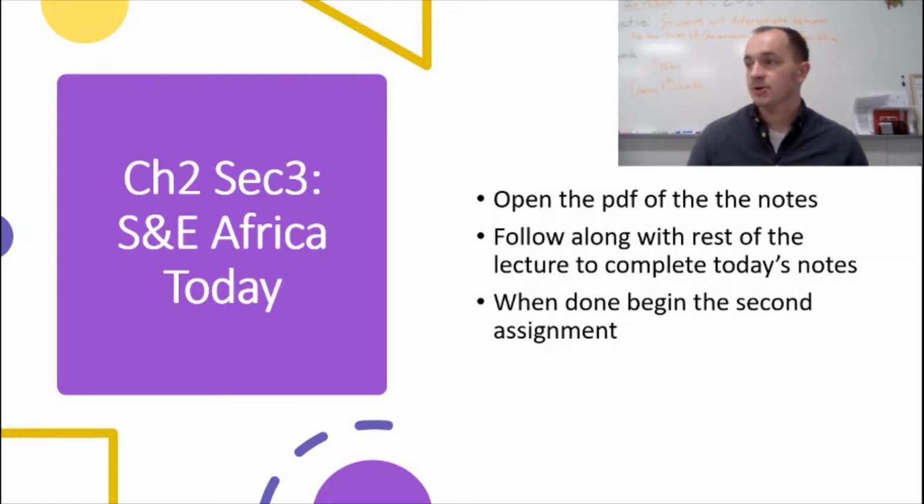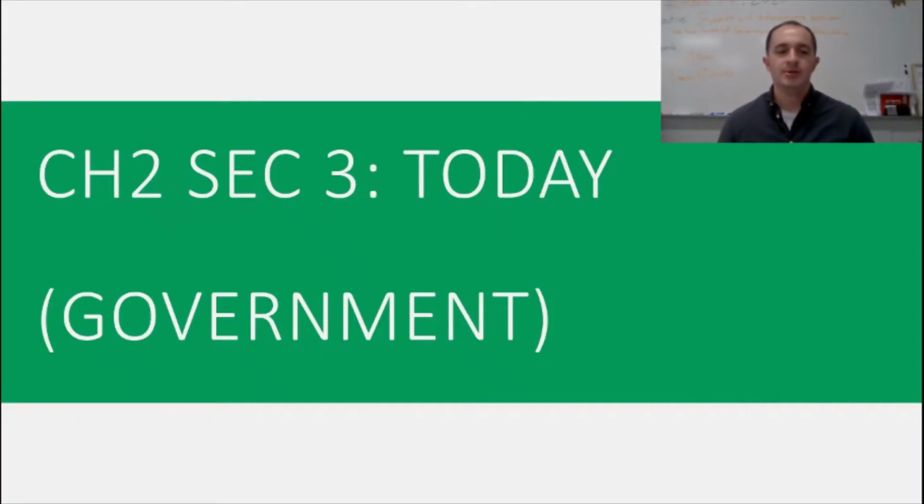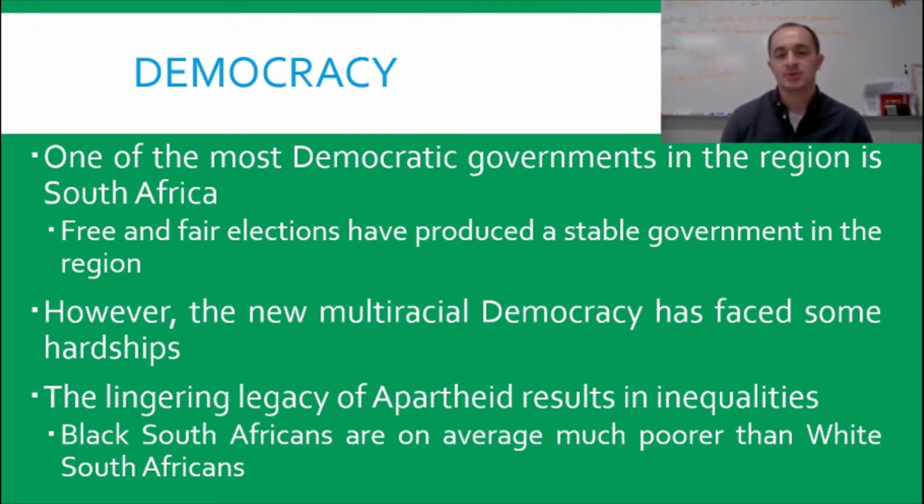So with all that being said, let's go ahead and get started on our notes. We don't have a whole lot to go through today, so let's get it done. Okay, Chapter 2, Section 3, we are focusing on today in Southern and Eastern Africa. We are talking about government. So we see two types of government in this area. We see democracy.